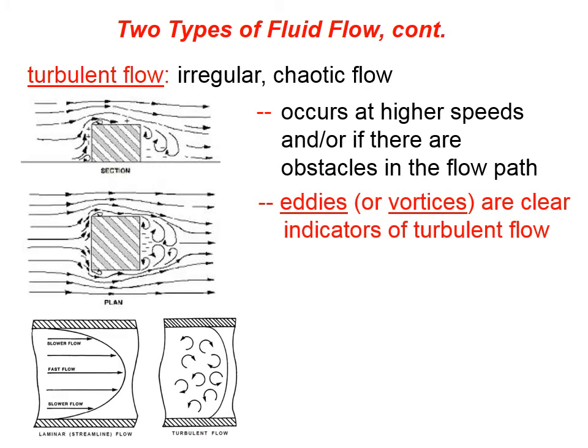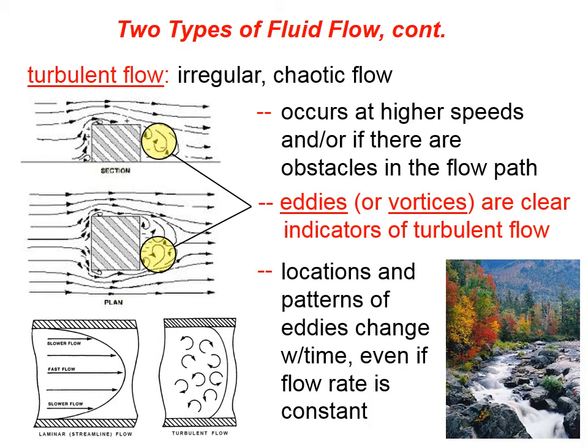Eddies or vortices are clear indicators of turbulent flow, and eddies or vortices are these things right here, these little whirlpools that appear often on the downstream side of an object. Those eddies or vortices often indicate turbulent flow. And down here in the lower left you can see that we have laminar flow contrasted with turbulent flow.